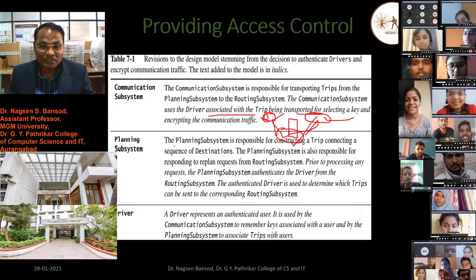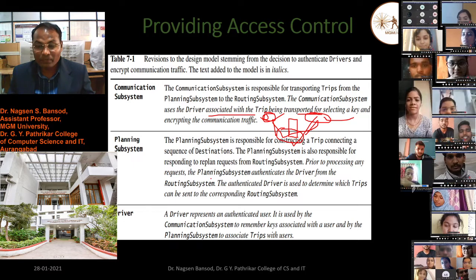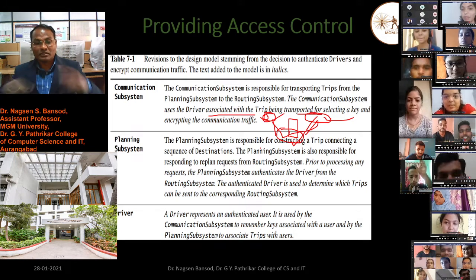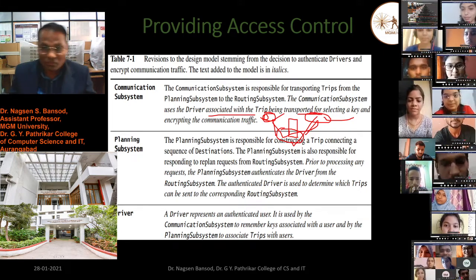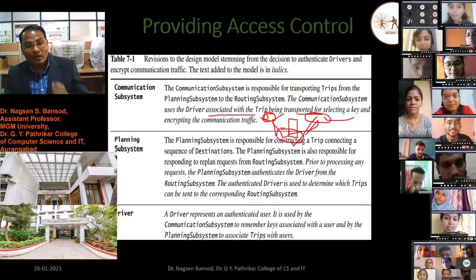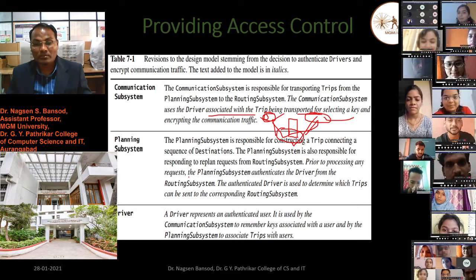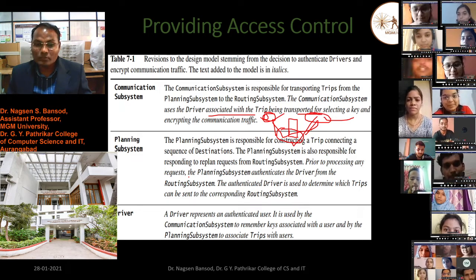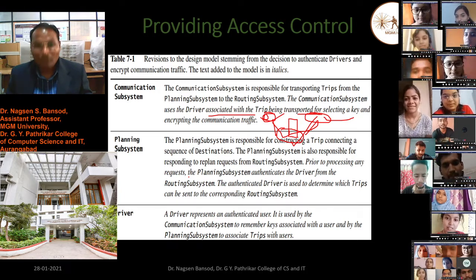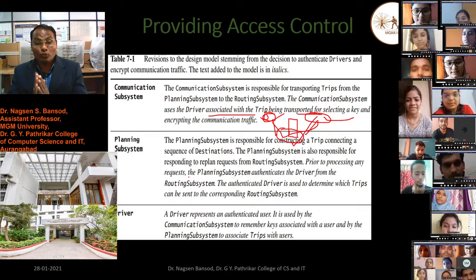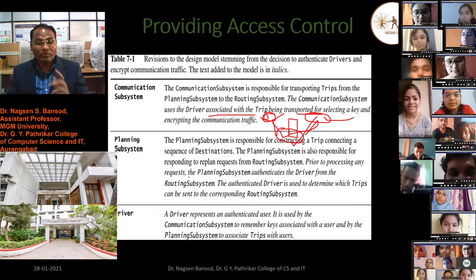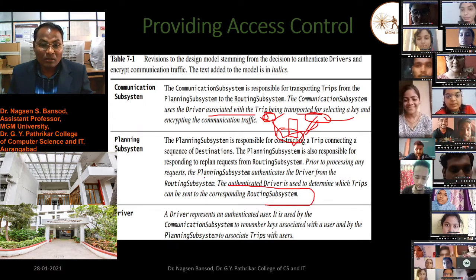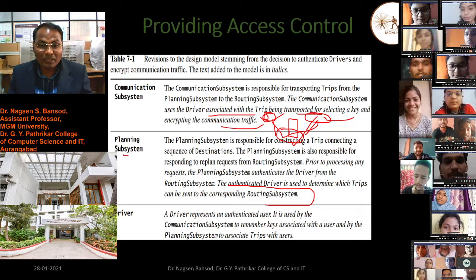The planning subsystem is responsible for constructing a trip, connections, a sequence of destinations. This will create connections, a sequence of destinations. The planning subsystem is also responsible for responding to the replan request from the routing subsystem. Prior to processing any requests, the planning subsystem authenticates the drivers from the routing subsystem. The authenticated driver is used to determine which trips can be sent to the corresponding routing subsystem. All of these are in the planning and communication subsystems.